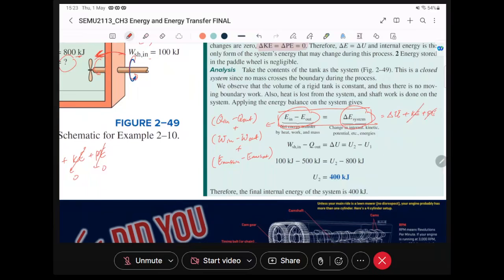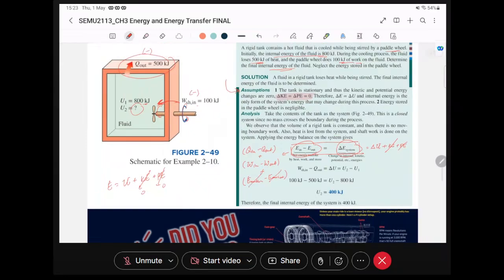I'll write it in full. This is 0, 0. Okay. And then this is a closed system. Because it's a closed system, this is 0 as well.